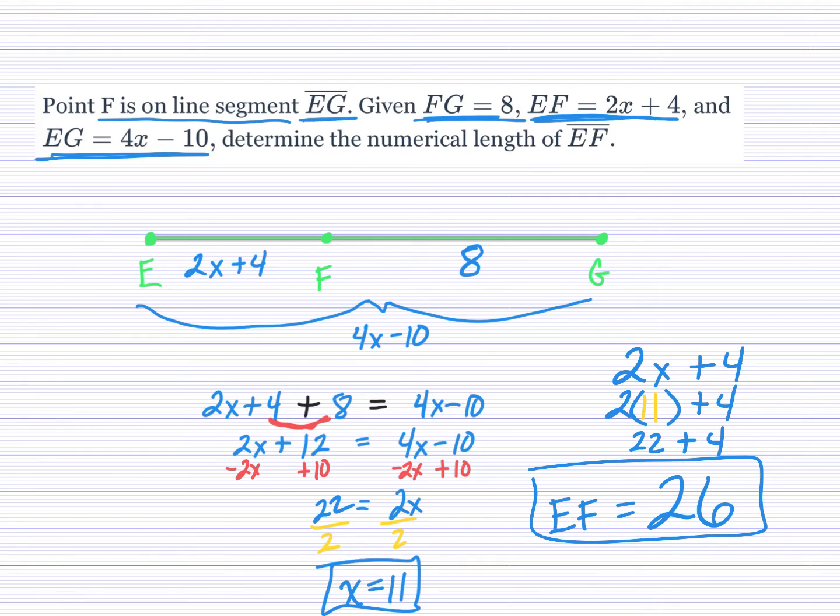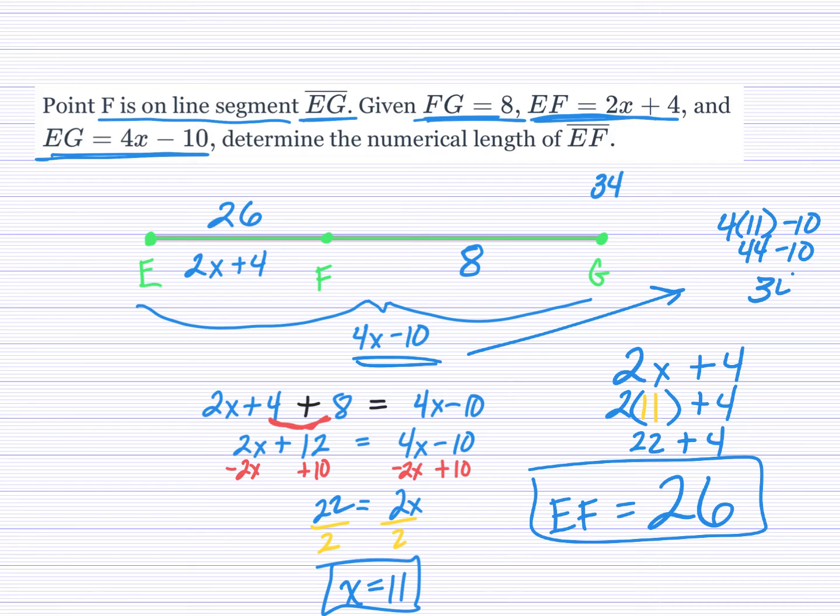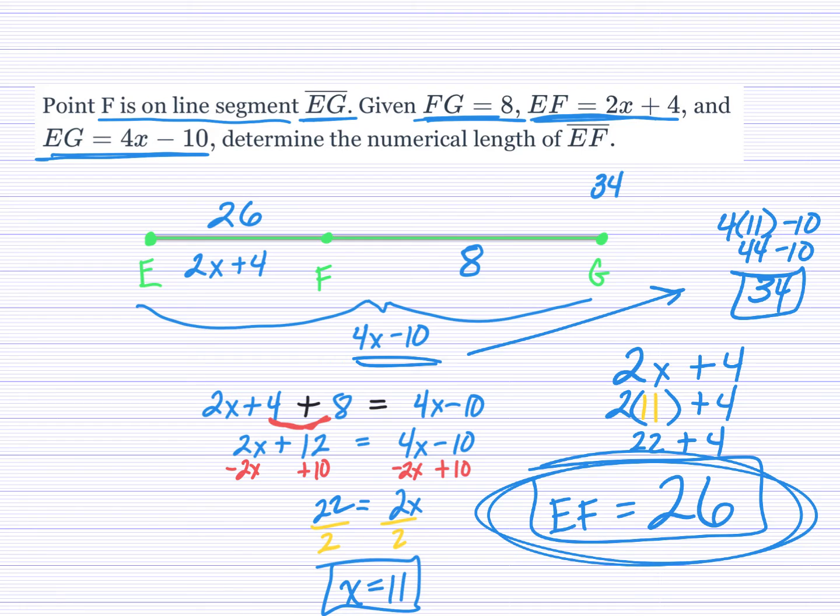You could check your answer by going through and plugging these in. For instance, this would be a measure of 26, which you can clearly see my drawing is not to scale. But 26 and 8 would be a measure of 34. So that means if I plugged 11 into this equation right here, I should also get 34. And 4 times 11 is 44. 44 minus 10 is in fact 34, like it's supposed to be. So you can always go back and plug in your answer. But again, we're looking for segment EF. That was just me checking the answer. Segment EF is 26.